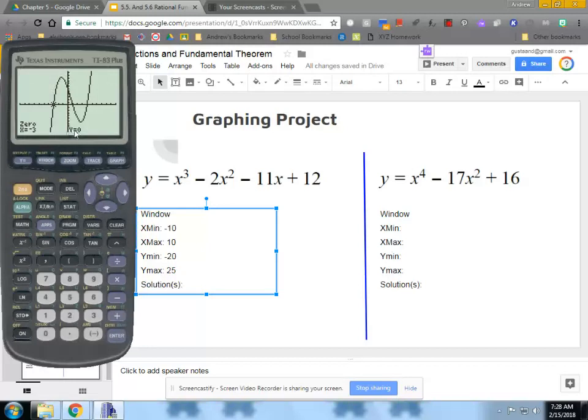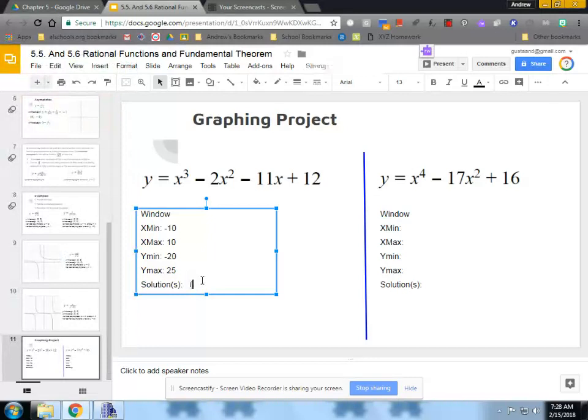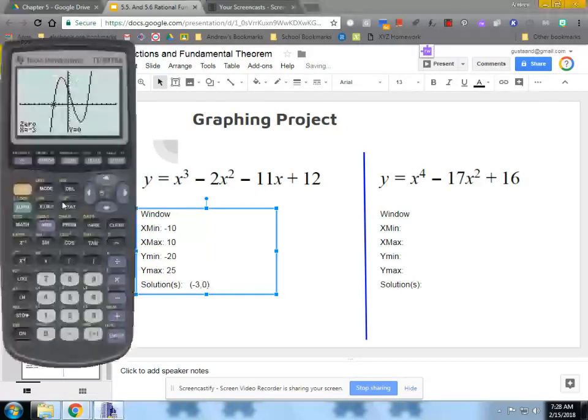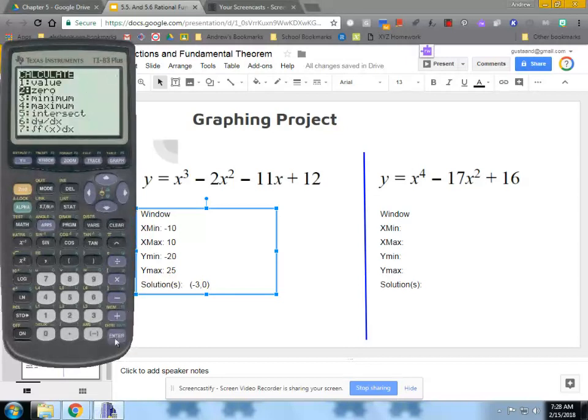The 0 is at y is 0, x is -3. And so one of my solutions is -3, 0. Let's find the other one. So again, I'm going to do second calculate. I'm going to find a 0. And once you get the hang of this, it goes a little bit faster.